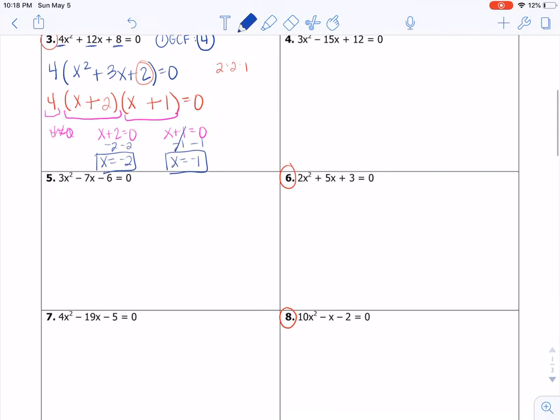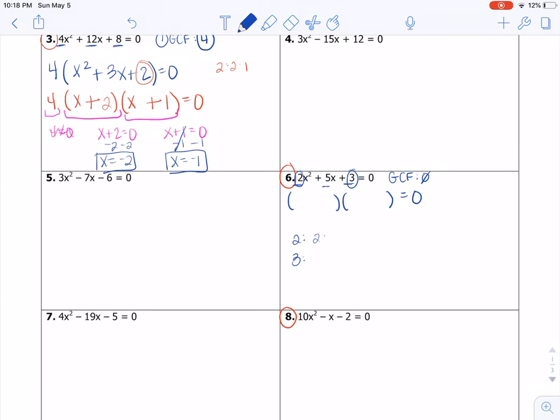Number 6 is going to be a little different because if we look, we don't have a GCF, because we can't take 2 from 5 or 3. We can't take 3 from them. So now we're going to go into just factoring. We're going to have to look at our first term and our last term.